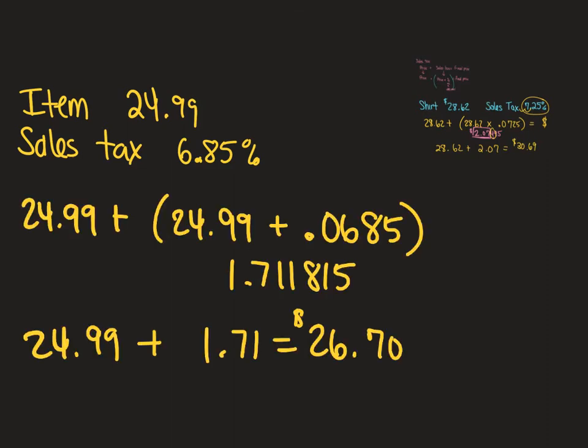Did you get $26.70? Remember that this money answer is $1.71. The neighbor was a 1, so it doesn't change it to $1.72. It's fine to use your calculator, but I want to see all of your work. So show me this line, show me this line.